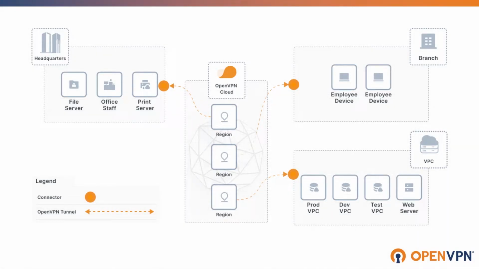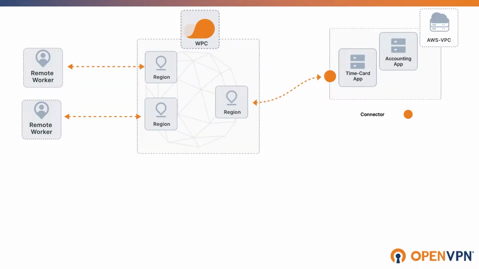ZTNA, or Zero Trust Network Access: there is no trusted network perimeter. Your access policy should be the same whether your employee is logged into the office network or connected to an airport Wi-Fi network. ZTNA from OpenVPN Cloud creates a per-app firewall and only allows authorized access to apps based on user identity and access policies.